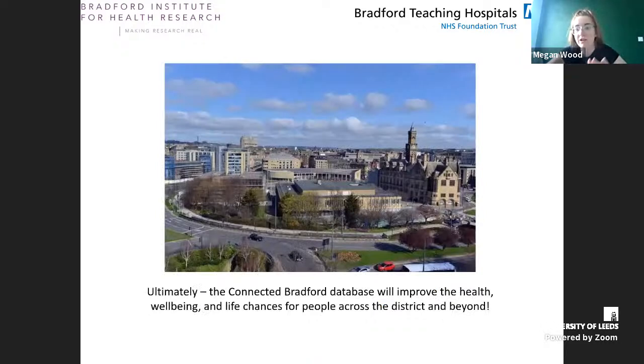So we hope the creation of these data sets and dashboards will enable ourselves and other researchers to answer crucial research questions like the ones that I've talked about today. And ultimately, we want to improve the life, health and well-being for the people across the Bradford district and beyond.